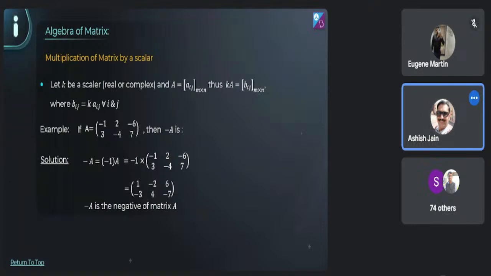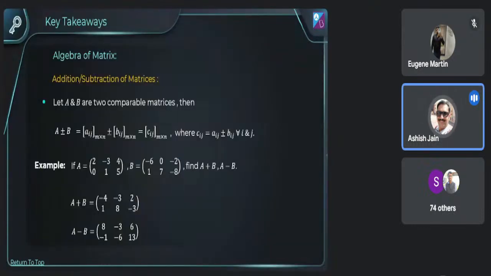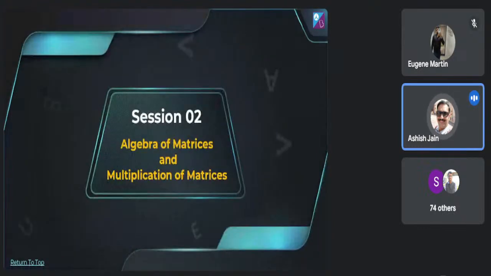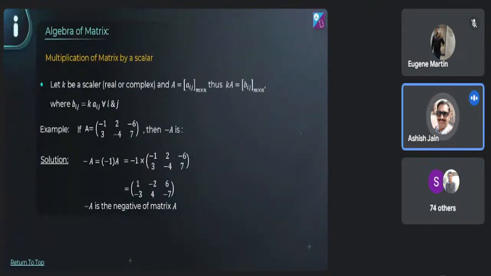Now we come to an important topic, which is algebra of matrices. What algebraic operations can be performed on two matrices? This is very important. Often questions come from algebra of matrices only. We can add two matrices, we can subtract two matrices, we can multiply two matrices, and also we can multiply a constant value, which is called a scalar value, with a matrix.